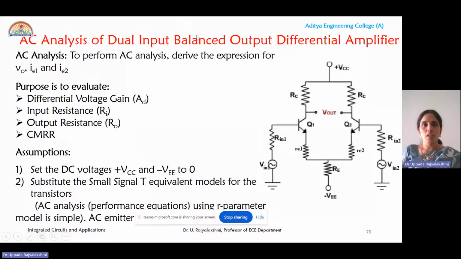So in order to perform the AC analysis of dual input balanced output configuration, first of all, we have taken the dual input balanced output differential amplifier. We know that the differential amplifier can be constructed by using two identical CE amplifier configurations coupled via the emitter resistor RE. Because here we have two inputs, you can see two inputs here. One is V1 applied to the base of Q1 and V2 applied to the base of Q2.